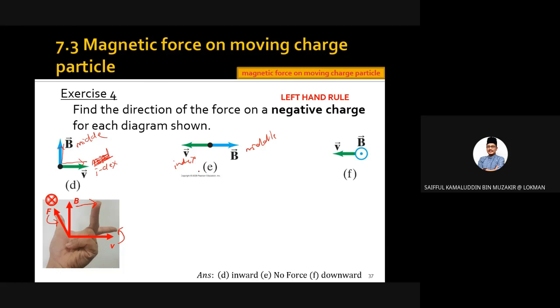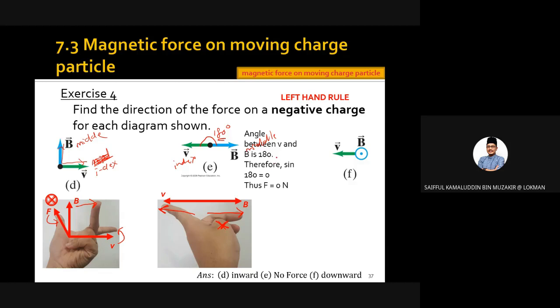Now align your middle finger and the index finger 180 degrees. This is a peculiar angle. Not 90 degrees, but 180 degrees. Your index finger, your middle finger. No F. There will be no F. See, the angle is 180 degrees. Therefore, sine 180 is 0. Therefore, no F. Right? Got it?